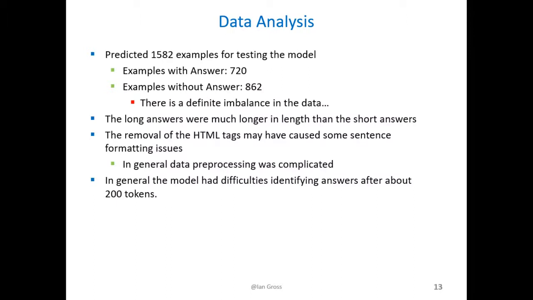Going into the data itself, it had about 1,500 examples in dev. Here's the split of answerable to non-answerable questions. There's definitely an imbalance between the two, which may have had an effect on things. I found that longer answers were a lot longer than shorter answers, and the way I formatted with HTML tags, I removed them. That may have caused some sentence processing issues. In general, this data processing was somewhat complicated. I also found the model had difficulties identifying answers after about 200 tokens in the text.